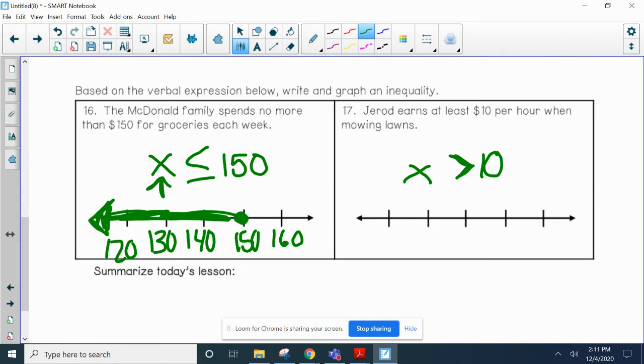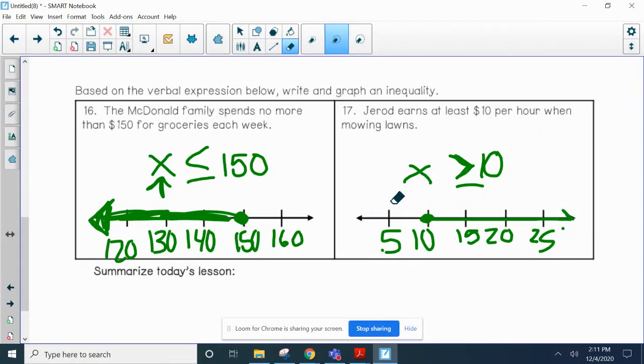Can he make 10? Yes. So let's say 5, 10, 15, 20, 25. Well, we said he couldn't make anything smaller than 10, but he could make 10. Awesome. Did you get that? Rock on.